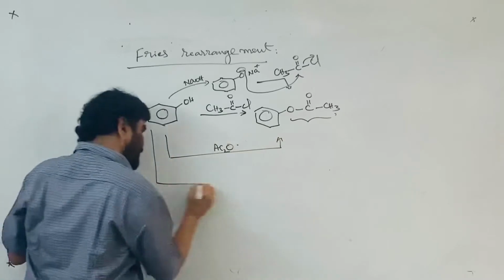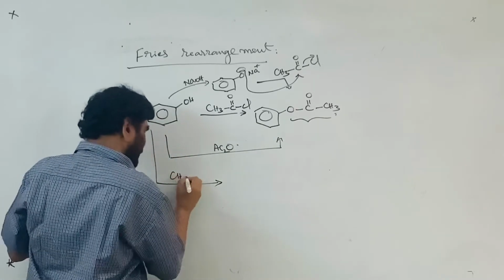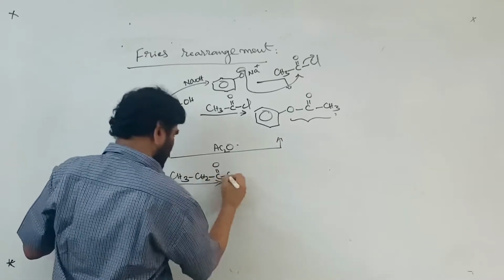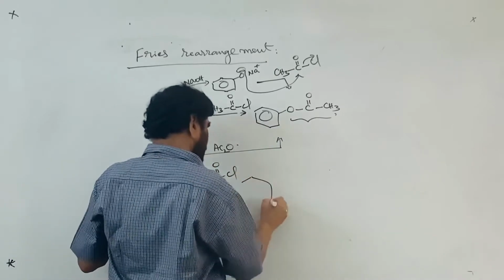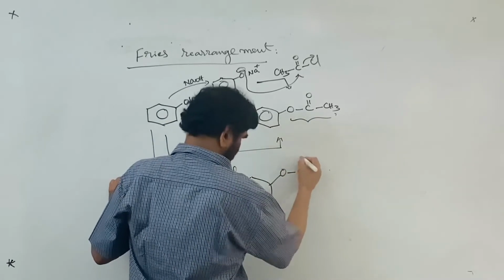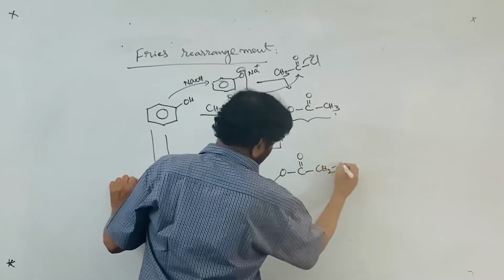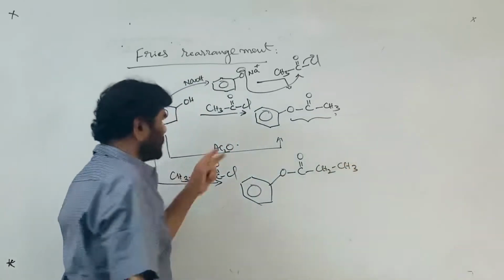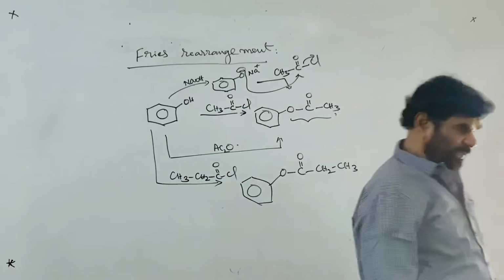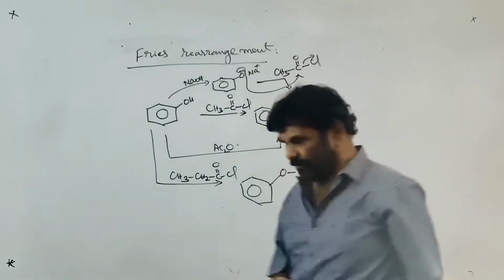Suppose it is treated with propanoyl chloride, CH3, CH2, C double bond O, Cl. Then what happens? It is the same thing: propanoylation takes place. These phenyl esters are the acylated derivatives of phenol.